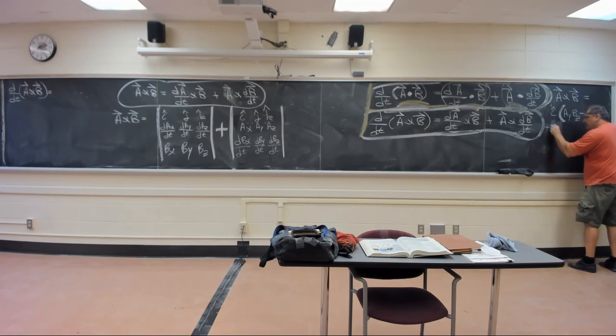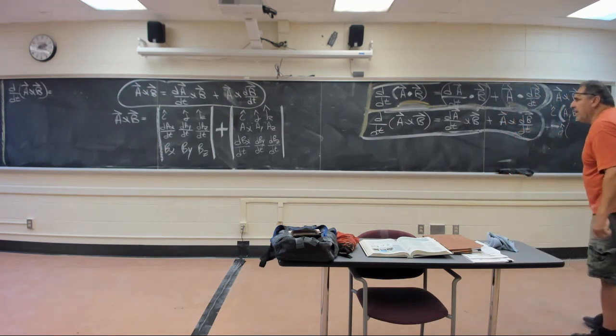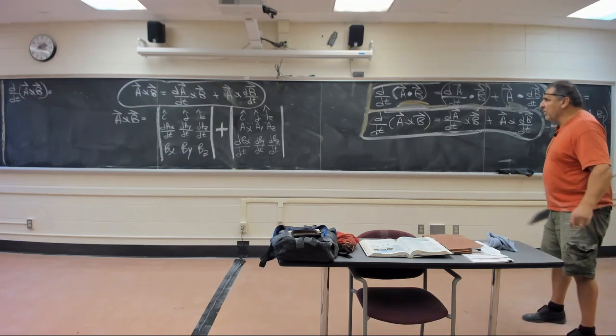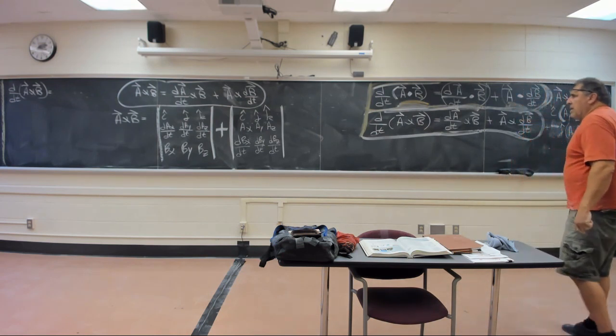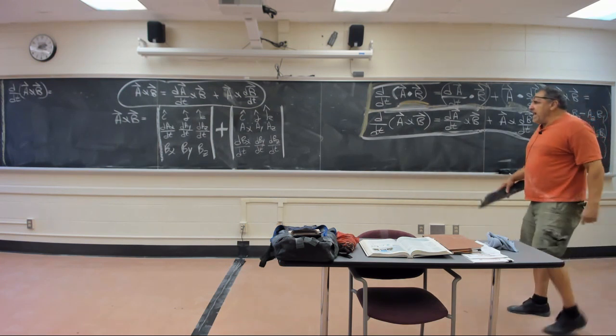Plus a negative J hat, AXBZ, AZBX. Let's see what I just said here. I hope I said something right. AXBZ, rather. AXBZ, AZBX, plus K, and that's going to be AXBY, AYBX.